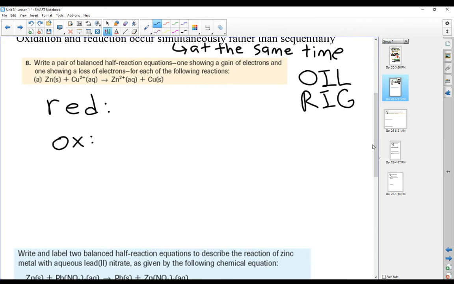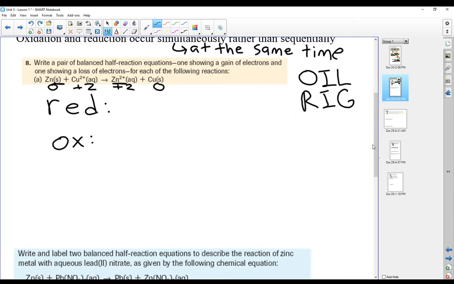Let's take a look at zinc. Zinc is starting as a solid, and it is becoming an ion. So it's an atom to an ion. Now, is zinc losing or gaining electrons? So again, oil rig. Oxidation is loss. Reduction is gain. So this just went from a charge of 0 to a charge of +2. Copper went from a charge of +2 to a charge of 0.